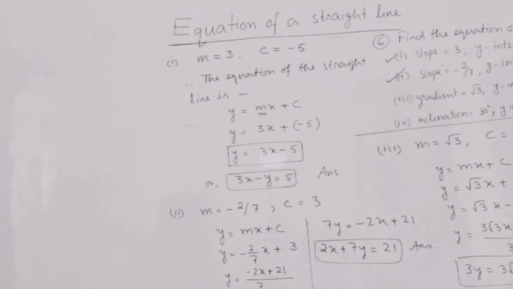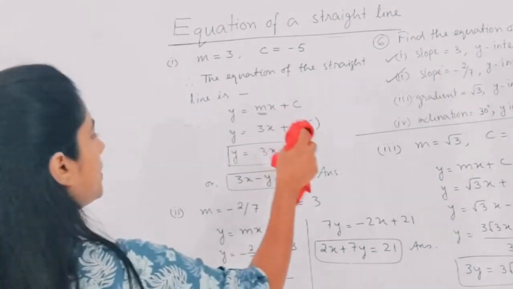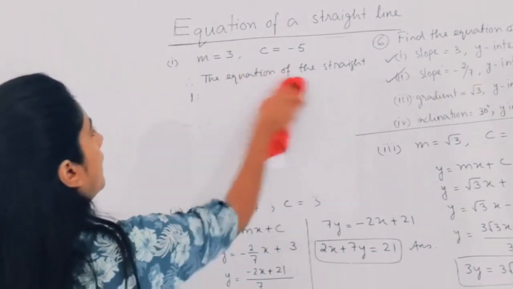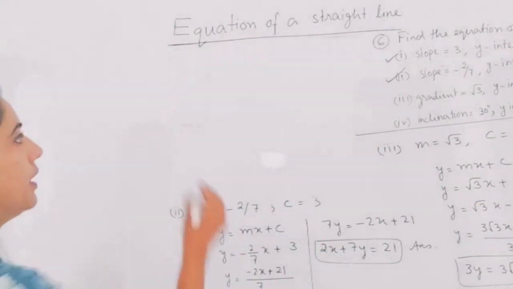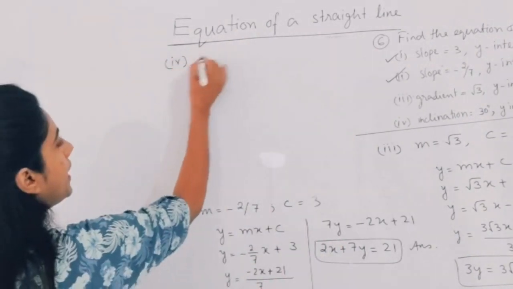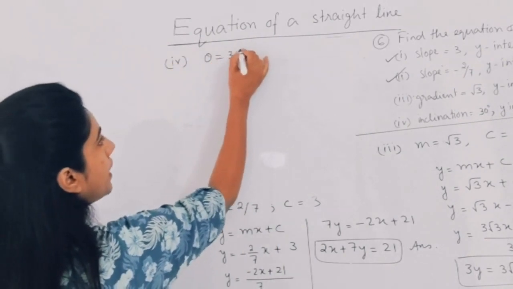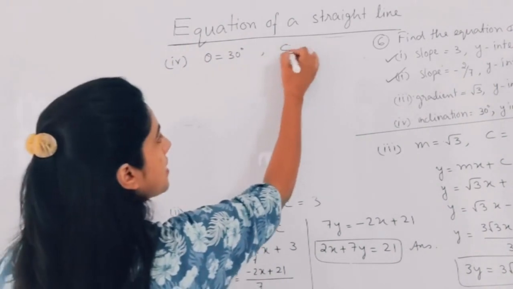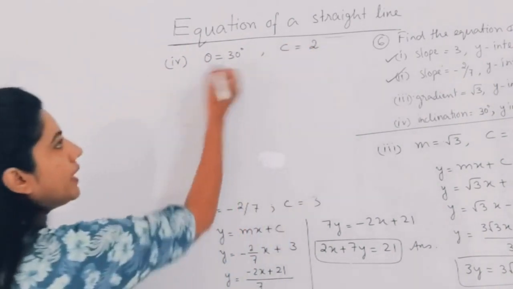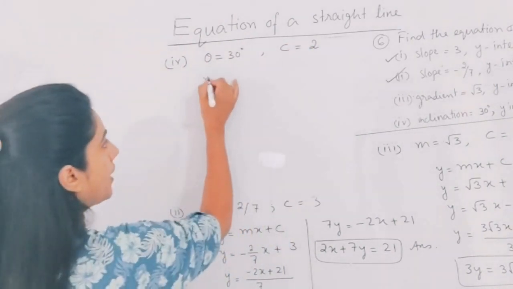Yes, we are going to see the fourth sum now. The fourth one is inclination 30 degrees. So now here inclination is your theta, given. Theta is 30 degrees. Directly slope is not given, okay? And y-intercept, that is c, is equal to 2. So inclination 30 degrees. So from here we can get slope.